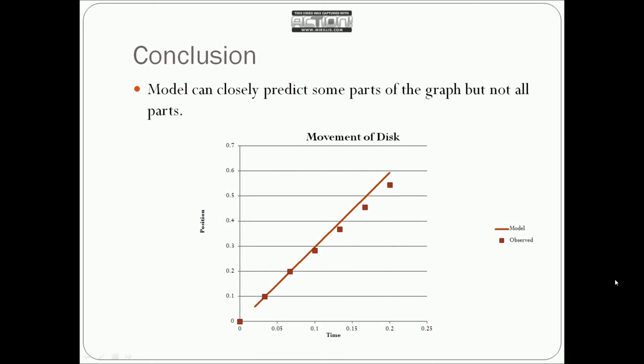From our analysis, we can conclude that the model can closely predict some parts of the graph, but it will not be able to predict all parts of the observed data. In the experiment shown, the model predicted the beginning of the observed data better than the latter parts of the observed data.